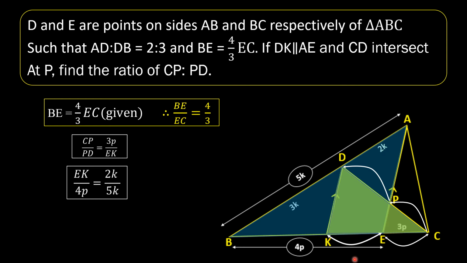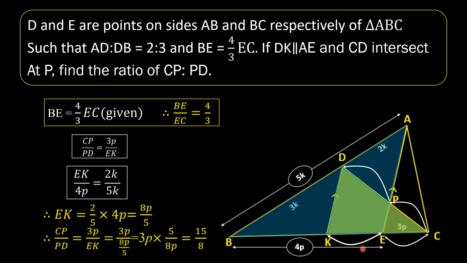Now EK, our intention is to get EK. Then we look at the triangle where EK is a part. Look at the big triangle here in blue color. EK is a part. We have A to B is 5K. We have B to E is 4P. So all this information we are going to use now. Start. EK over 4P will be equal to 2K over 5K. We got the equation like that. From there, we can write EK is equal to 2 over 5, cross multiply, 4P, we get 8P over 5. We keep that one and we are going to use it in the basic equation.